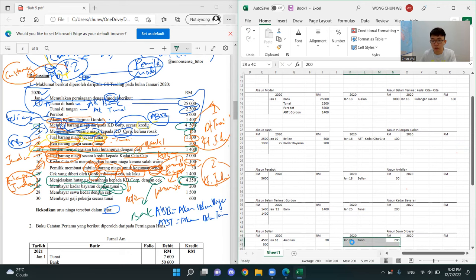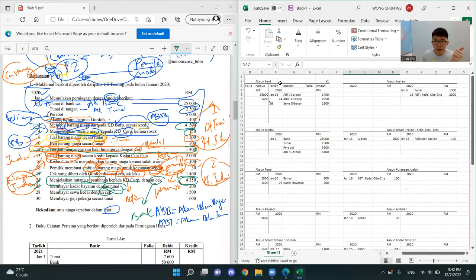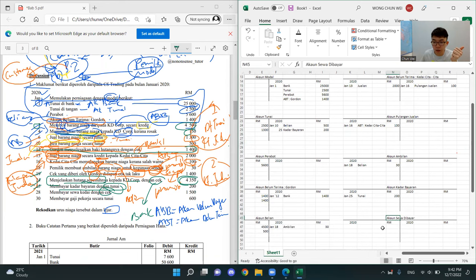So tadi, what? I pay, I bayar, therefore I credit bank. So when I credit bank, I must debit lah, right? So here in sewa dibayar, on the debit side, I debit kan. From where? From bank. 1,500. Done. Okay, last one, 30th.